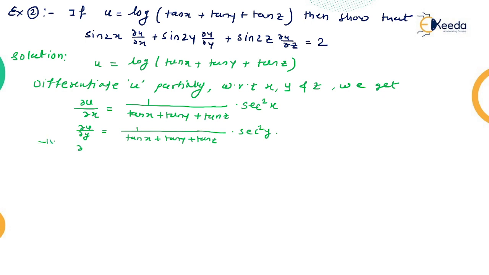Similarly, we take ∂u/∂z. This is the log of this bracket, so the derivative is 1 upon (tan x plus tan y plus tan z), into the derivative of tan z, keeping the other variables x and y constant. Therefore we write only the derivative with respect to z, which is sec square z. I hope you understand this.